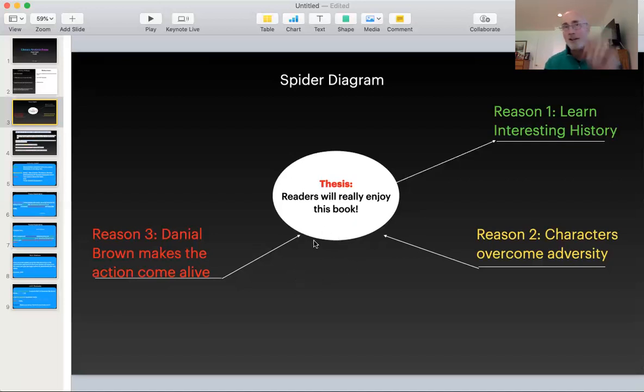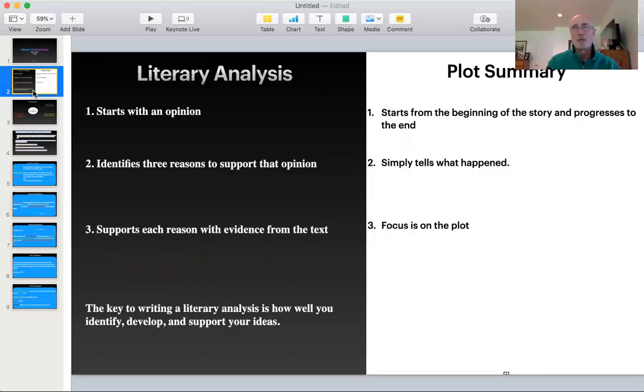One more point, okay? One more real critical point here. Somebody might ask the question, well, teacher, how am I going to write this essay about what a great book this is without telling what happened in the story? Because you said we're not supposed to plot summarize. We're not supposed to just tell what happened in the story. In fact, your slide here says that in a plot summary you tell what happened, but you don't necessarily do that in literary analysis.